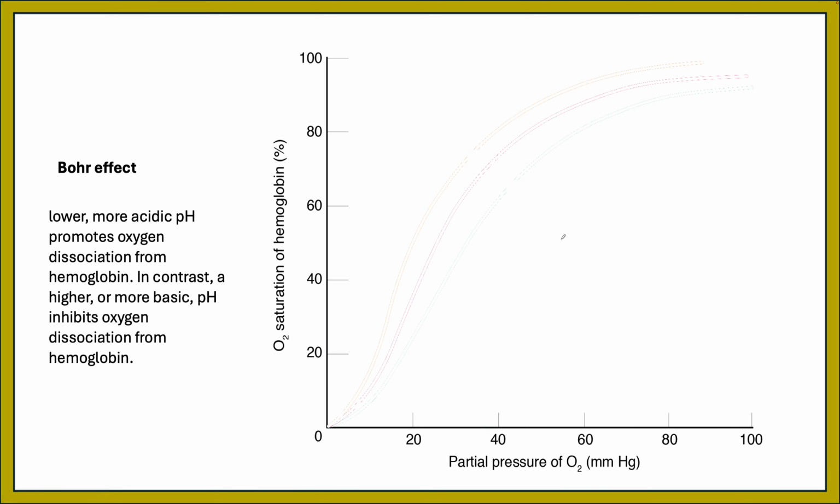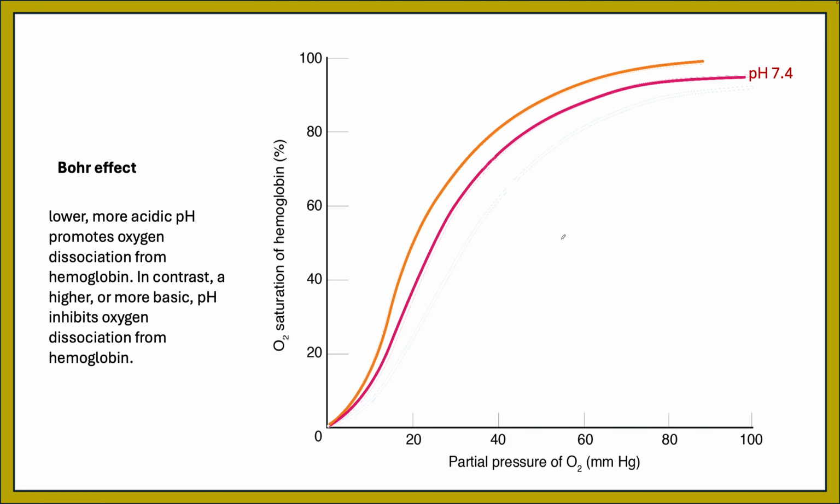All right, the Bohr effect. So lower, more acidic pH promotes oxygen dissociation from hemoglobin. In contrast, more basic pH is going to inhibit oxygen dissociation. So this is going to be important because of what happens to the local pH in the tissues versus the lungs. So the normal pH of 7.4, you have this binding curve, but if you have a higher pH, you're going to see that the curve shifts to the left.